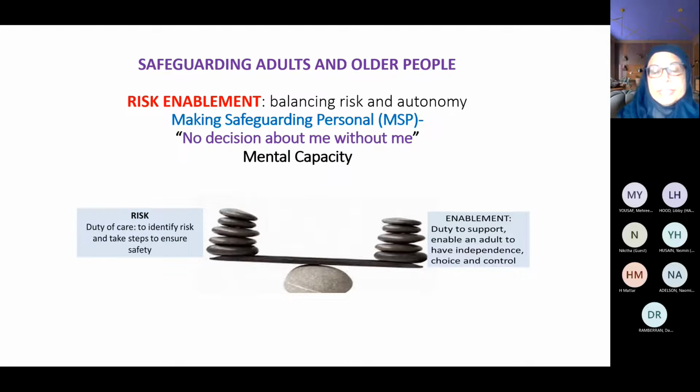So this is what risk enablement is about. We think of it as a set of scales. On the one side, on the left-hand side, there's risk. We have a duty of care to our patients. If we identify any risk, of course, we're going to take steps to ensure their safety. And for children, that's absolute. The difference is with adults, on the other side of the scales, there is enablement.